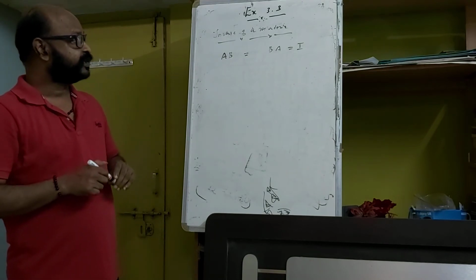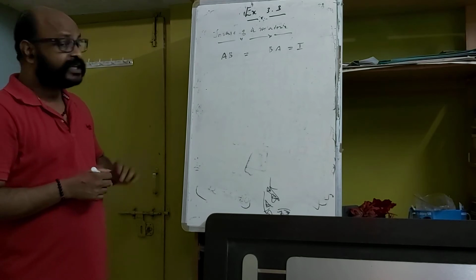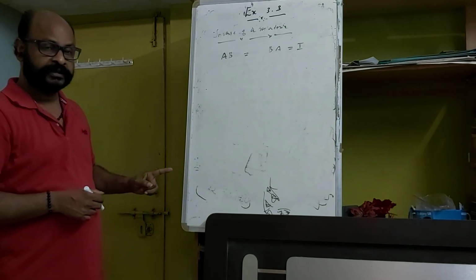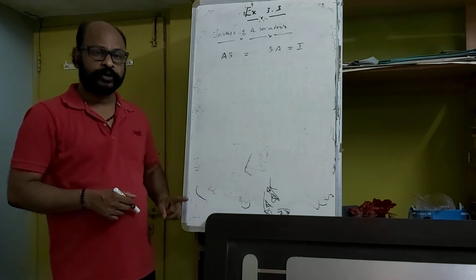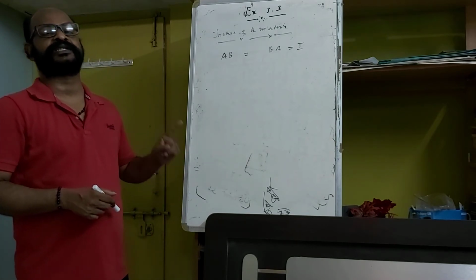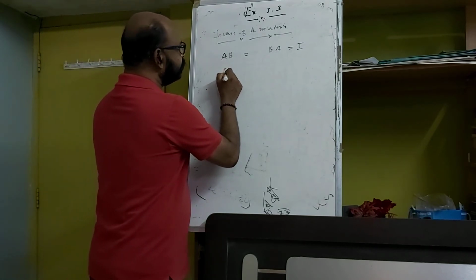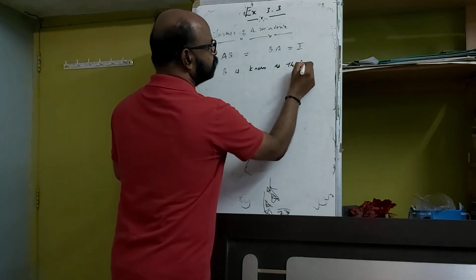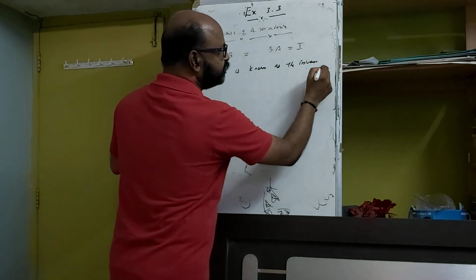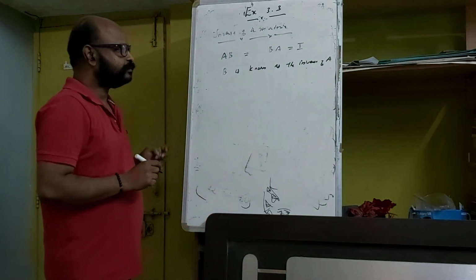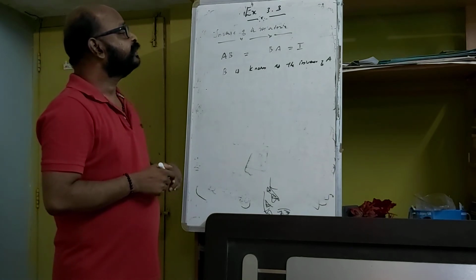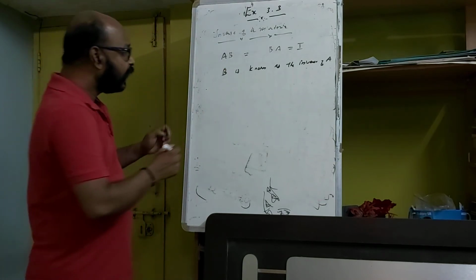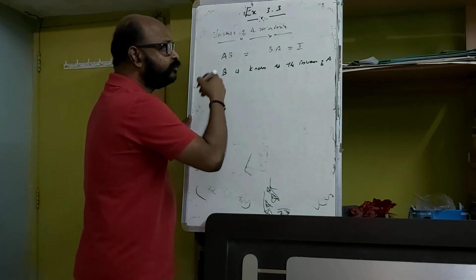Clear? So what we said, for a given matrix A, if there exists another matrix B such that the products AB and BA both equal the identity matrix or unit matrix I, then B is known as the inverse of A. So if AB is equal to I equal to BA, then B is known as the inverse of A.